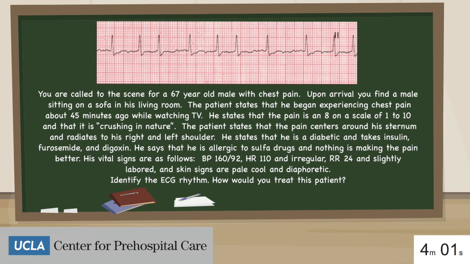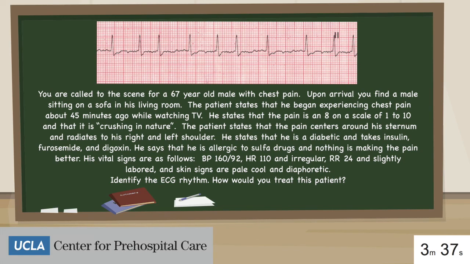His vital signs are as follows: BP 160 over 92, heart rate 110 and irregular, respiratory rate 24 and slightly labored, skin signs are pale, cool, and diaphoretic. Well, this patient's in AFib. And we're going to do our VOMIT 12 lead treatment: vitals, blood pressure, heart rate, respiratory rate, SpO2, oxygen. Put him on the monitor, start an IV, eventually transport and do a 12 lead.